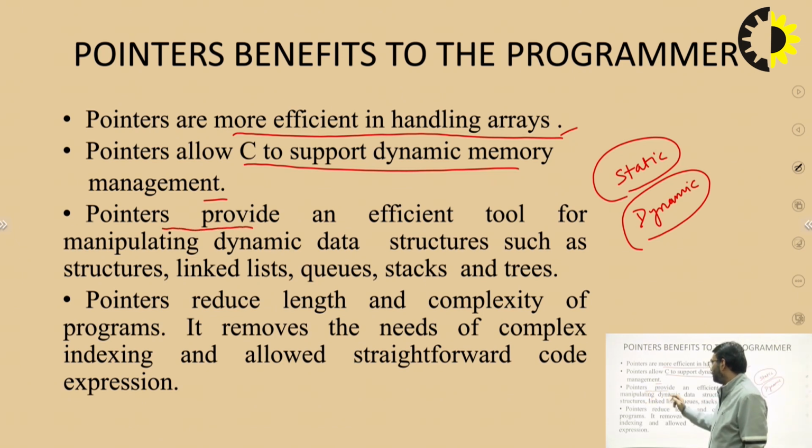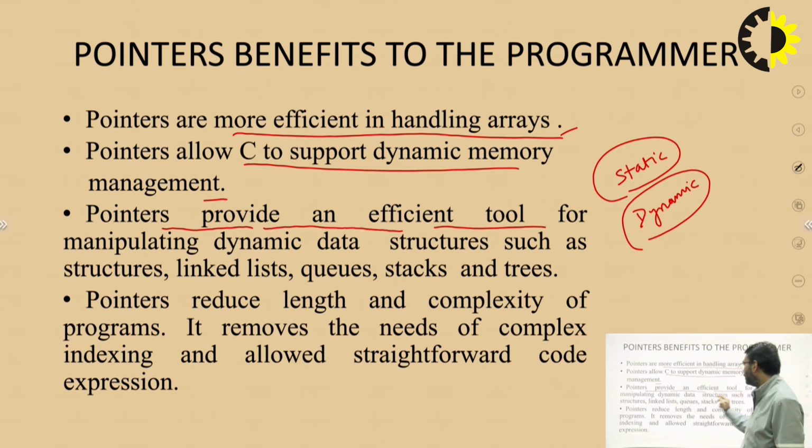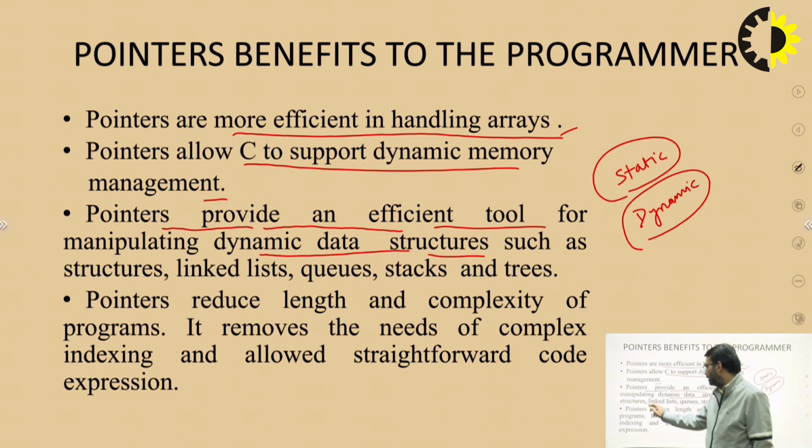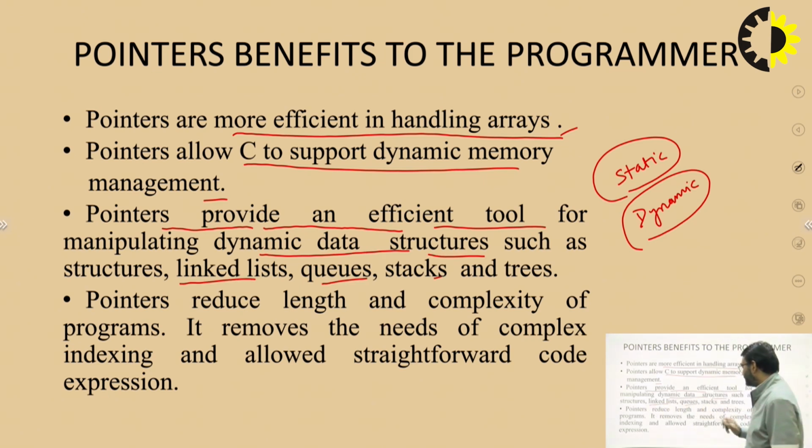With the help of dynamic memory allocation, a pointer can provide an efficient tool for manipulating dynamic data structures like linked lists, queues, stacks, and trees. So while we want to increase or use different memory locations at runtime, or we want to use different data structures like linked lists, queues, stacks, and trees, we will use pointers. It helps to manage the memory dynamically.